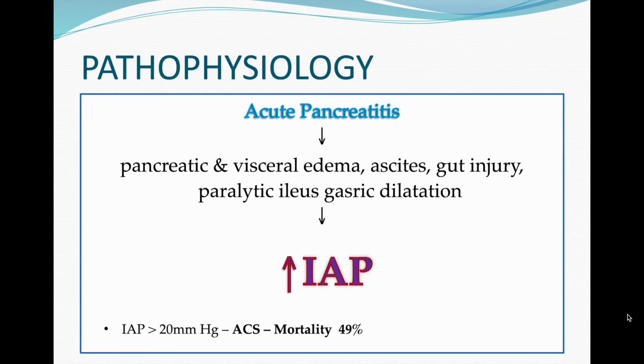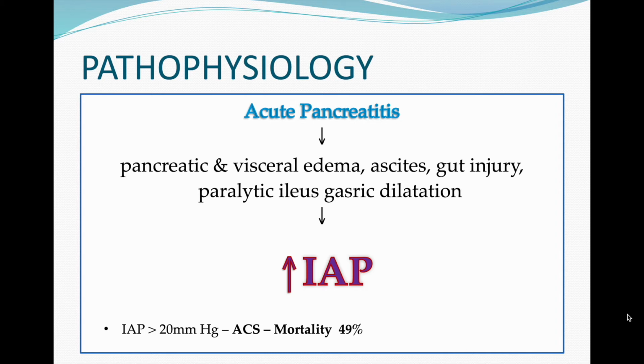Now, coming to the pathophysiology of intra-abdominal hypertension. So what happens in acute pancreatitis? There is pancreatic and visceral edema. Because of that, there is capillary leakage, and that leads to ascites, and there is gut injury, leading to paralytic ileus, and this ileus leads to gastric dilatation, and as there is gastric dilatation, that results in a rise in intra-abdominal pressure. Now, when intra-abdominal pressure rises to more than 20 millimeters of mercury, it is called abdominal compartment syndrome, and if a patient develops abdominal compartment syndrome, it leads to organ failures.